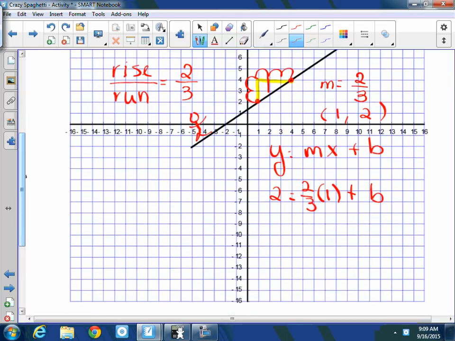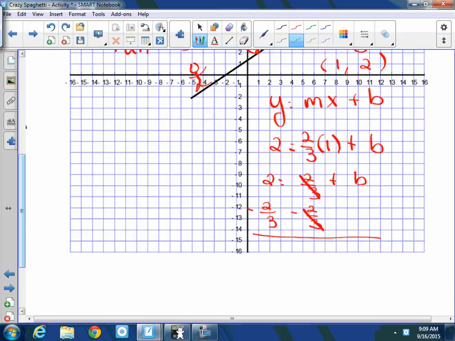Now, 2/3 times 1 would be 2/3. And actually, after this, the calculator can take over. All you have to do is 2 minus 2/3. I have to do minus 2/3 so that I can eliminate the 2/3, because I want b by itself. I want to isolate b. If you saw the video yesterday, this should be okay, because the ones in the video were harder than this. So what is 2 minus 2/3? Do it on your calculator.